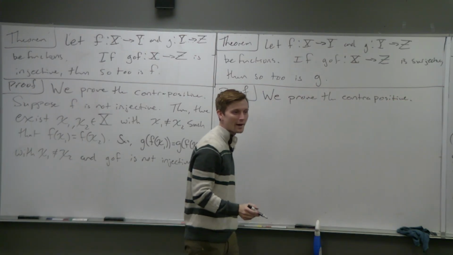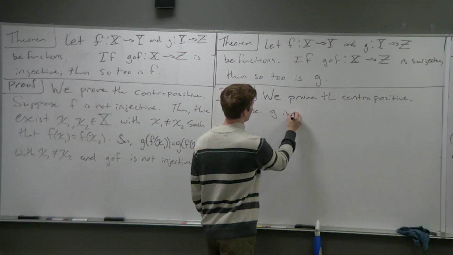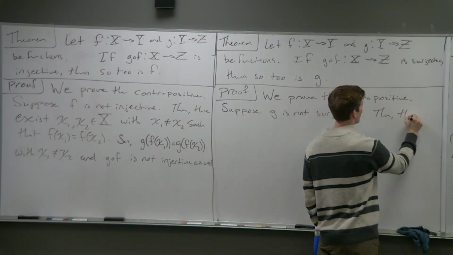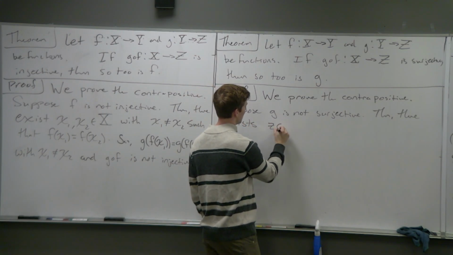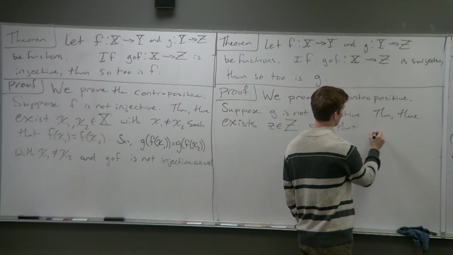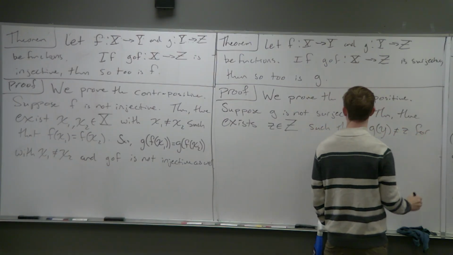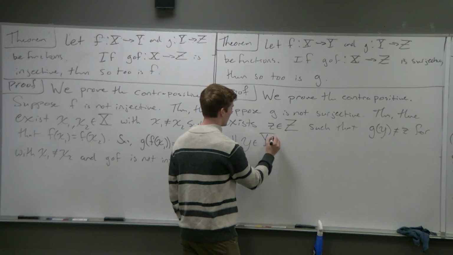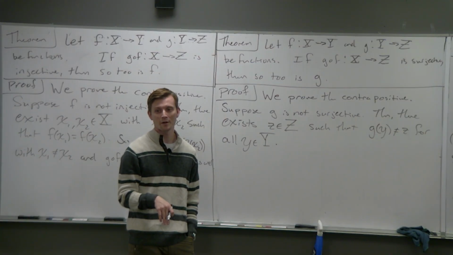We could try proving the contrapositive. We could say, suppose g is not surjective. Then there exists z in big Z such that g of y is not equal to z for all little y in big Y. Agree with this? That is, nothing ever hits that one. Okay.